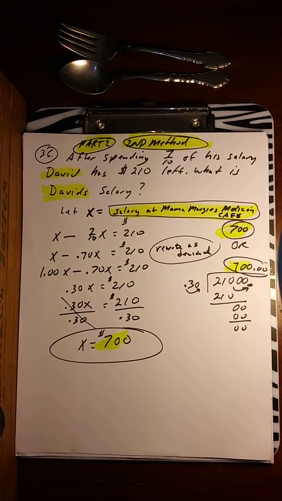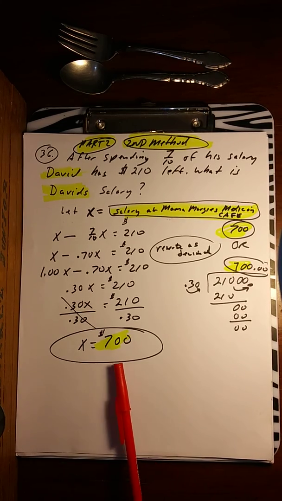Okay. So after spending 7/10 of his salary, David has $210 left. What is David's salary? His salary is $700.